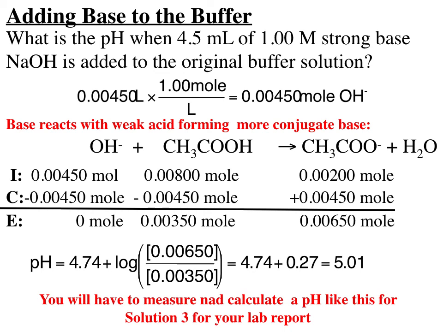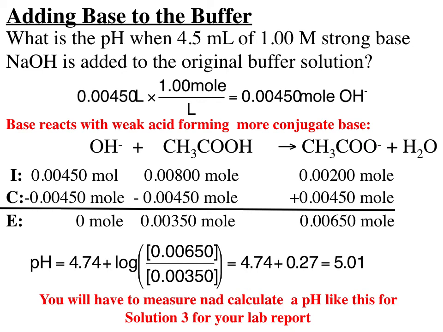This time, let's add base to our original buffer. Now notice I'm going back to the original buffer, the one I prepared a few slides back. I'm going to use the proportions of weak acid and its conjugate base that I determined from the original problem a couple slides back. This is similar to what you're going to be doing as a calculation for the lab today. So let's suppose I add 4.5 mils of 1 molar NaOH to the original buffer.